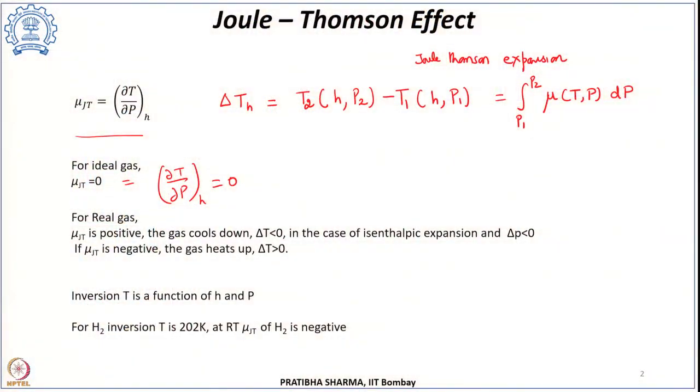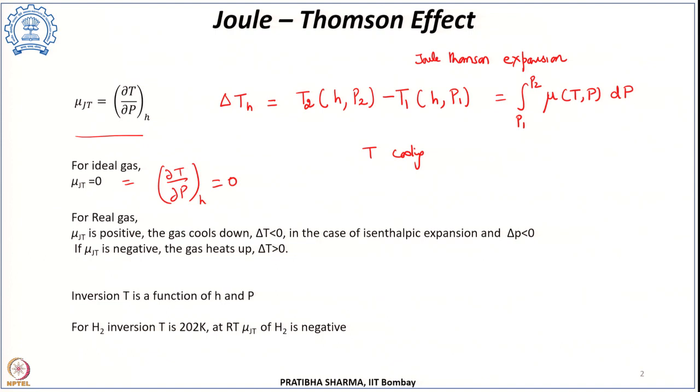Now, depending upon how the gas molecules interact, if they interact attractively, in that case, if there is an expansion, that means the pressure reduces or the volume increases, and the potential energy increases. Now, to keep the internal energy constant, the kinetic energy of the gas decreases and thus the temperature also reduces. So, if it is attractive interaction, then it could result in cooling of the gas.